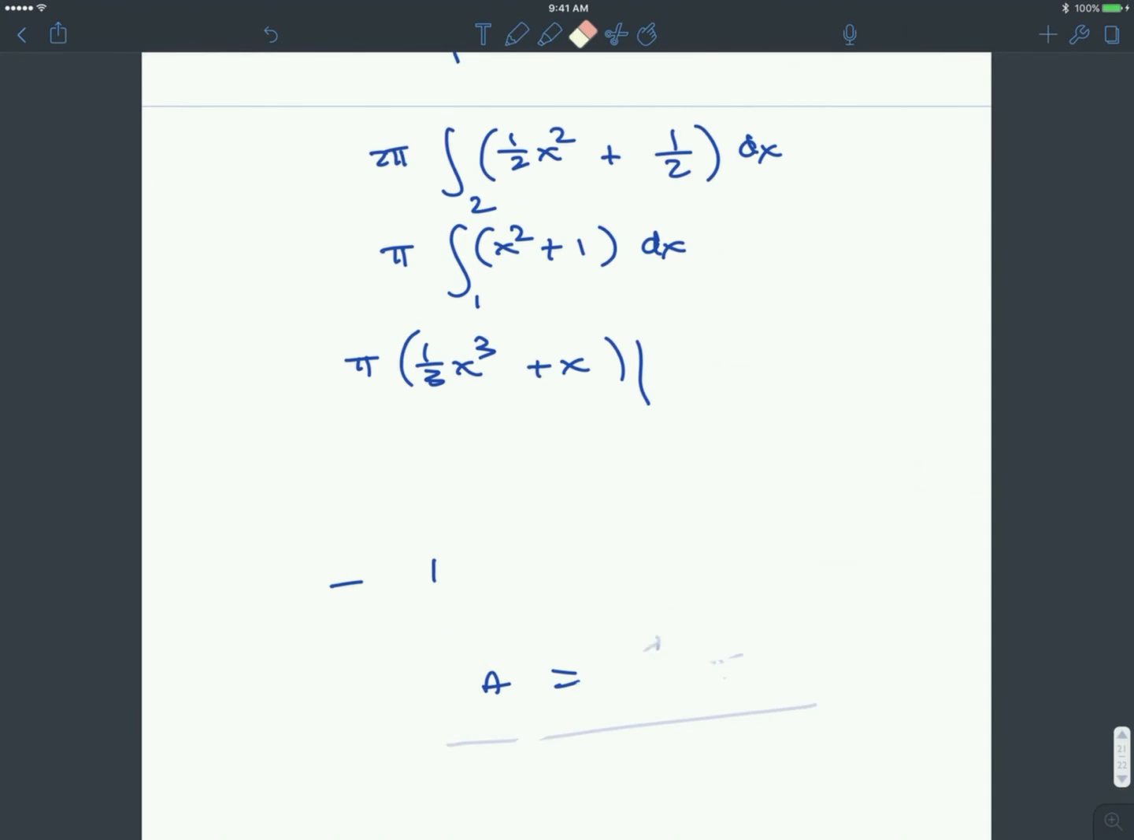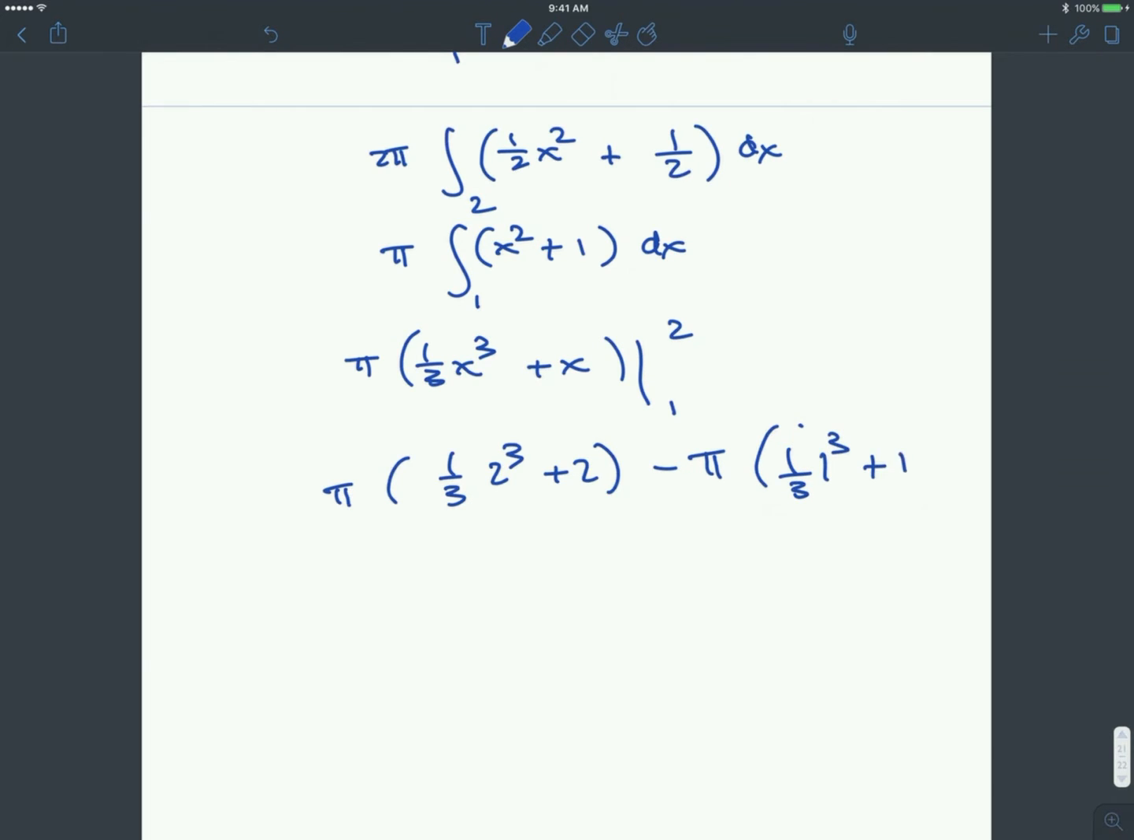Okay, check my notes, and I found that this was the wrong limits. Okay, 1 to 2. So we get our pi now, 1/3 2 cubed plus 2, minus pi, 1/3 1 cubed plus 1. Pi times 8/3 plus 2, minus pi times 1/3 plus 1.